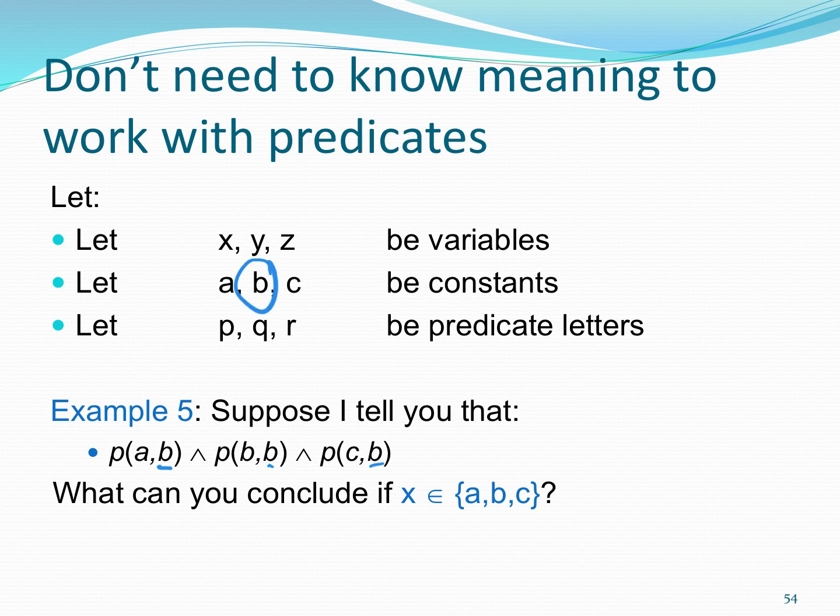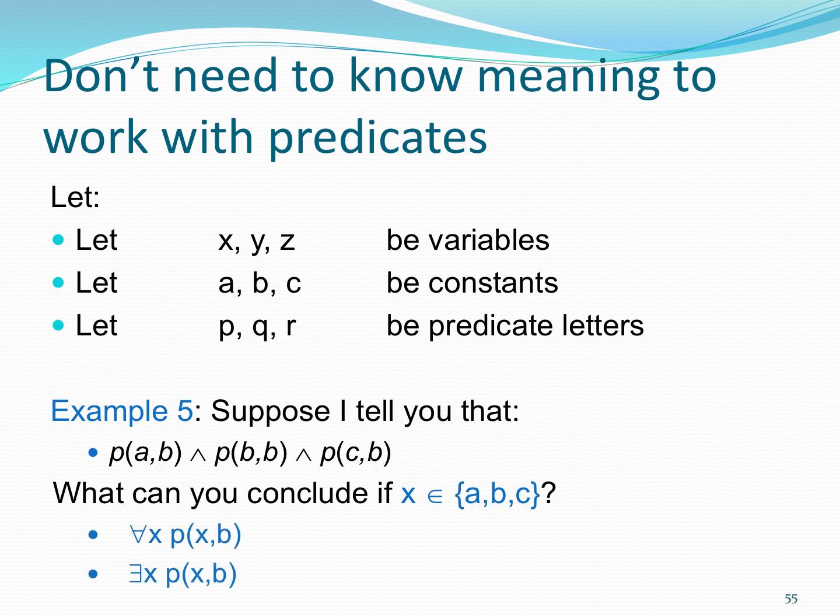And my domain is still just A, B, and C. So those are the only things in my domain. But I've said it's true that, I don't know what P is. Maybe it's greater than or equal to. So I know A is greater than or equal to B, B is greater than or equal to B, and C is greater than or equal to B. Or maybe it means is the parent of. Who knows, right? All I know is P has this relationship with A and B, B and B, and C and B. So what can I conclude if my whole domain is just A, B, and C?